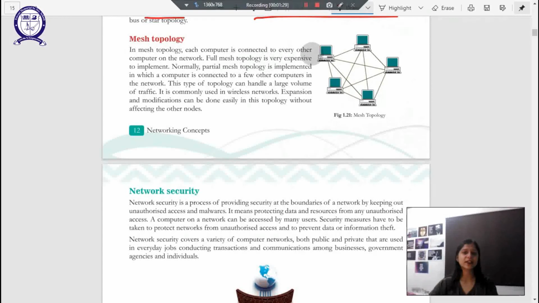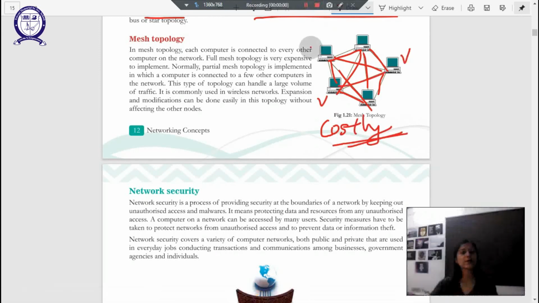Then we have mesh topology. Each computer is connected to every other system on the network. Now you can see that there's a lot of connectivity here, which means that there is a lot of cost, a lot of cost of the wire and the equipment. So this topology is quite costly. Full mesh topology is very expensive to implement.